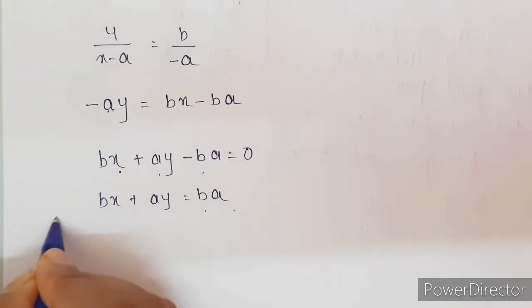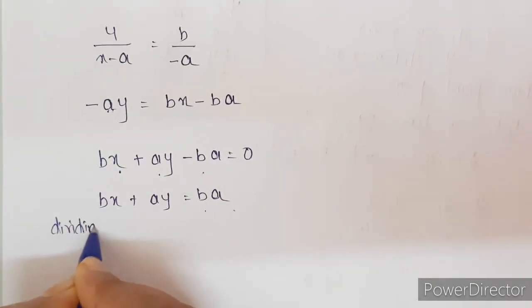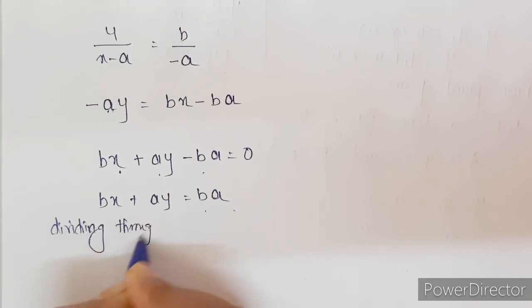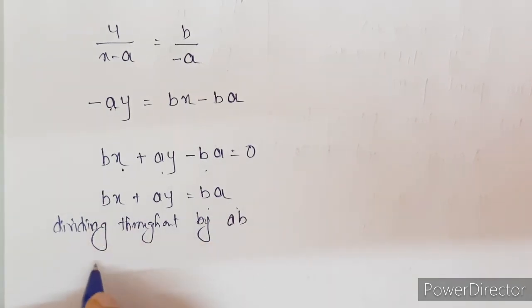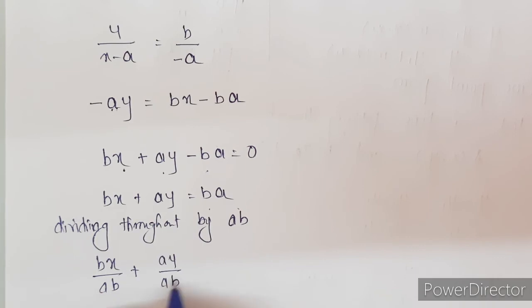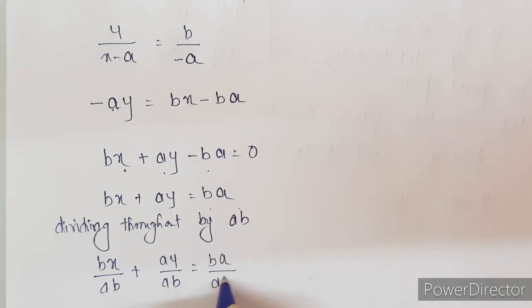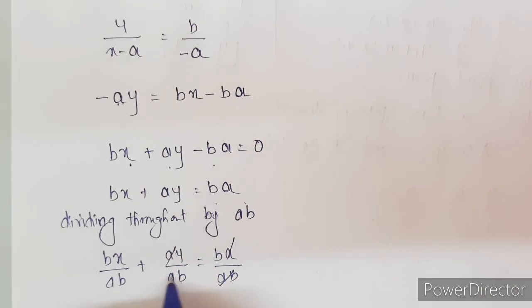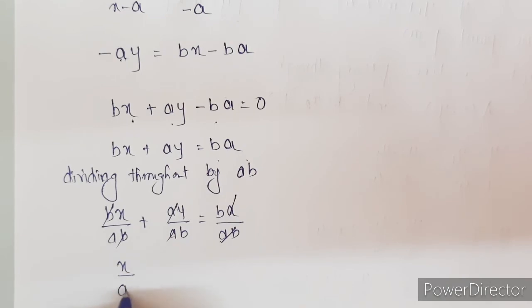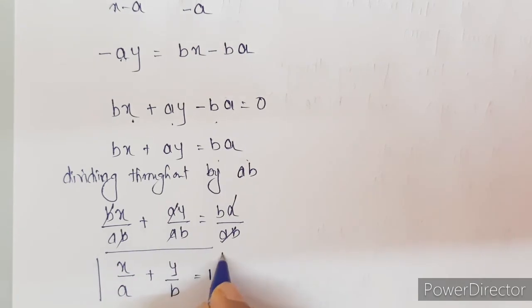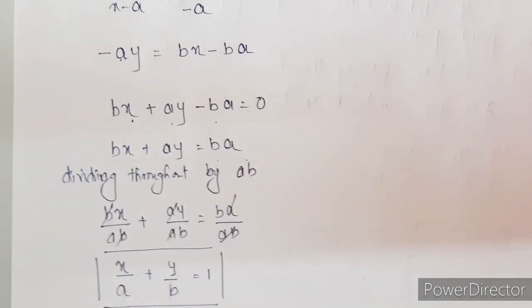Now I am dividing throughout by ab. So this will be bx upon ab plus ay upon ab equals ba upon ab. So this a will get cancelled, this b will get cancelled. So what we are getting here is x upon a plus y upon b equals 1. So this is our equation for double intercept form.